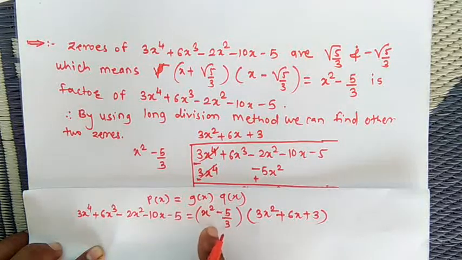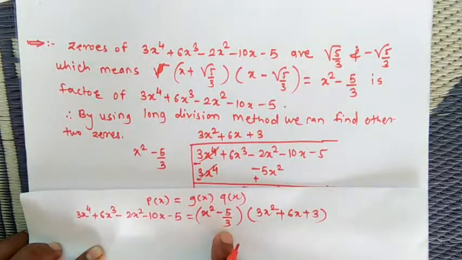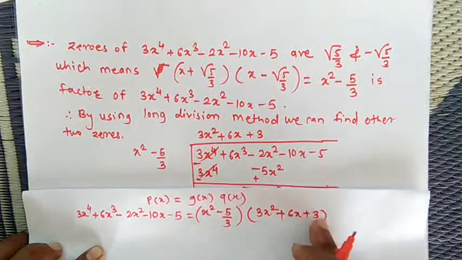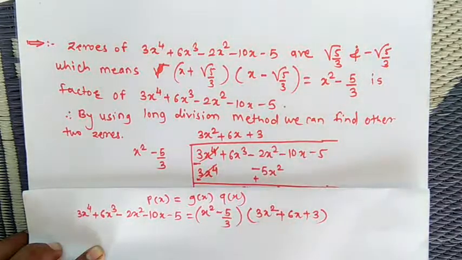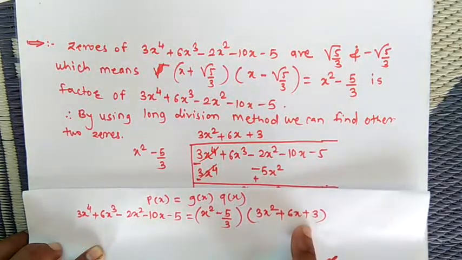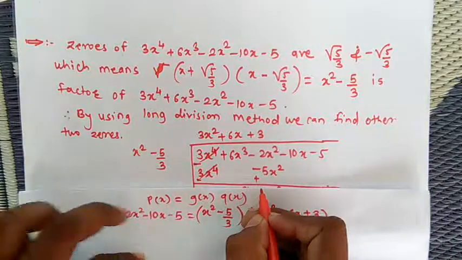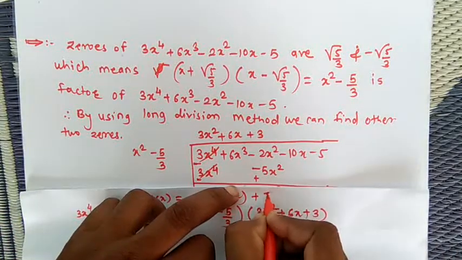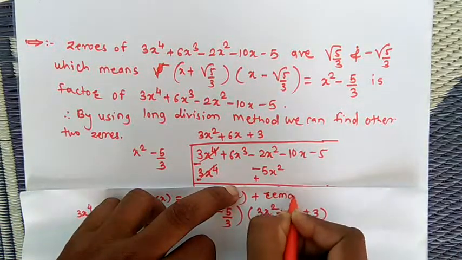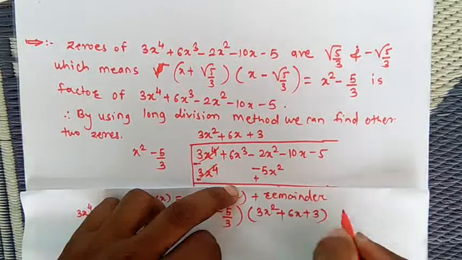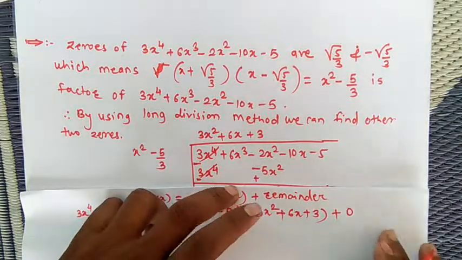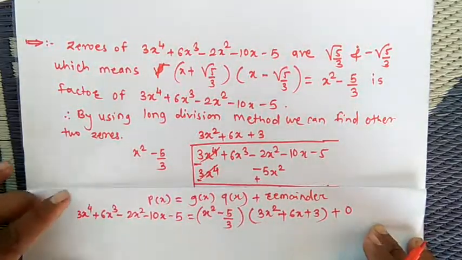Now g of x is x square minus 5 by 3, that is the divisor, and 3x square plus 6x plus 3 is the quotient, that is q of x. You have already learned that dividend is equal to divisor into quotient plus remainder. Here we can also write a remainder, but we got a remainder of 0, neglect it.